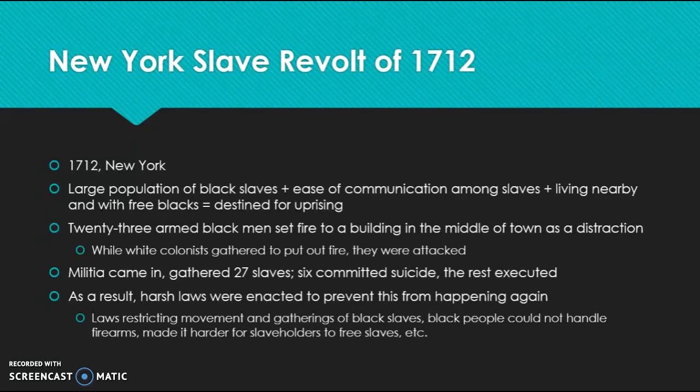So what happened is that 23 armed black men set fire to this building and then waited for white men to come put out the fire.